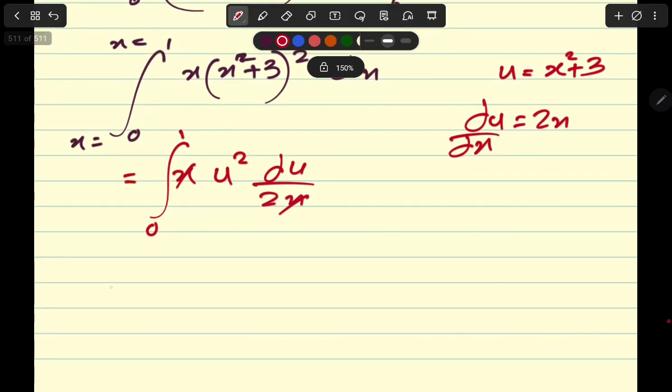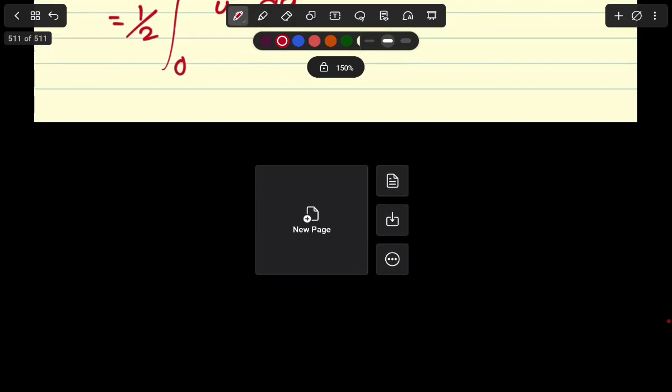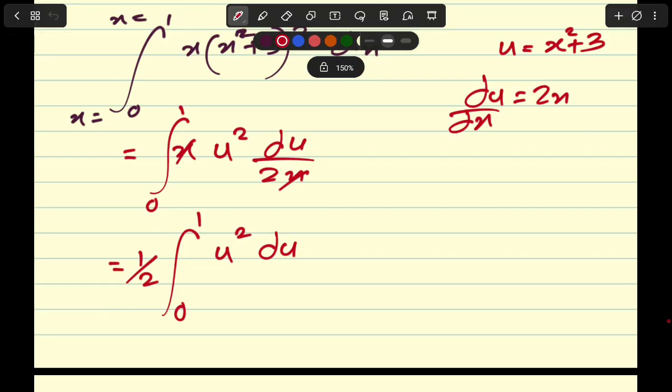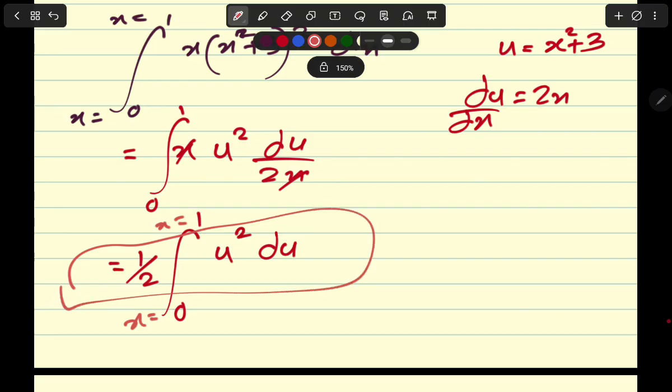So now I am left with half times the integral from 0 to 1 of u squared du. Now I can apply the limits directly as well. Instead of putting the u back here, because I need to find the numerical value of this definite integral, right? What I can do is change the limits, because right now this is incorrect, because this is x is equal to 1 and x is equal to 0, and the entire expression is in terms of u.